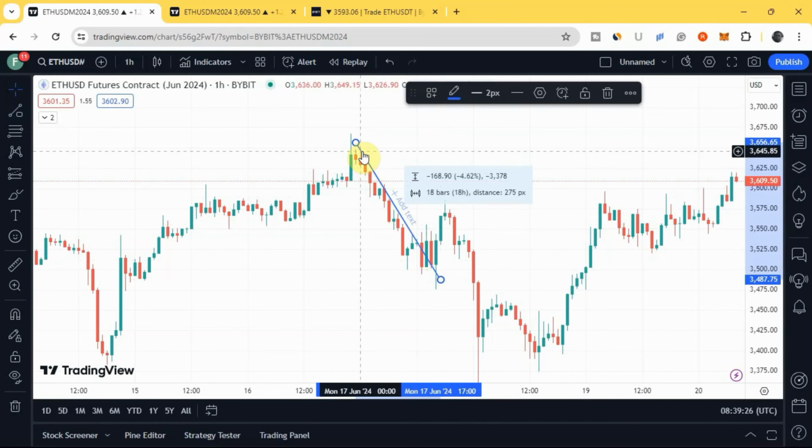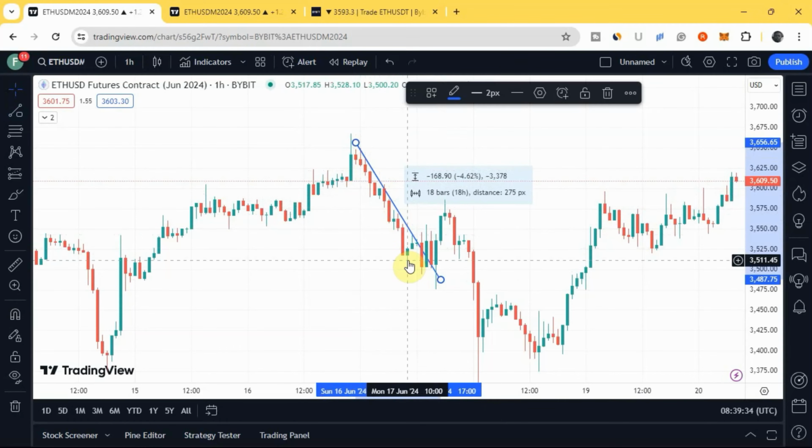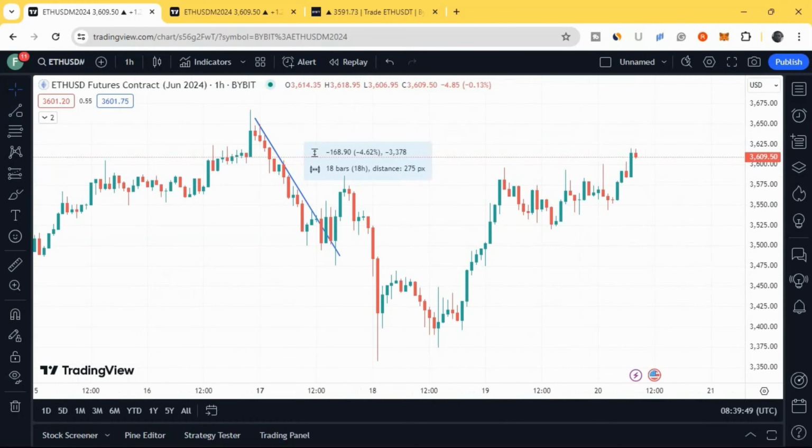So you can see right here again that it's touching around 4 or 5 candlesticks also. And the bottom of these candlesticks are going lower, and the top of these candlesticks are also going lower. So this is how you can identify a downtrend and an uptrend. Now, what of a ranging trend or a sideways trend?